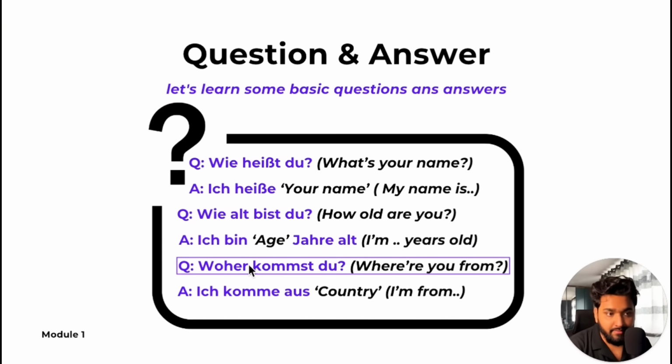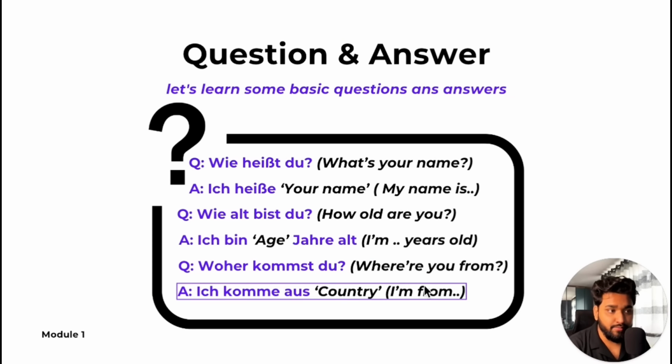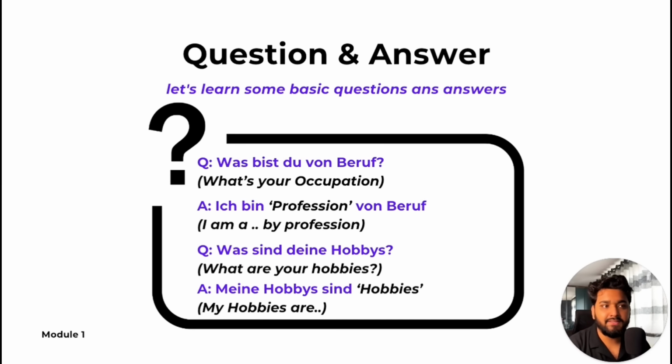So the next one, woher kommst du? It's a typical one. Woher kommst du? Where are you from? You will answer like, ich komme aus, your country. I'm from dash. You will just put your country name there and then we will just say, ich komme aus, your country name. Okay? So the next question is, was bist du von Beruf? Was bist du von Beruf? We also covered this section, yeah? Ich bin dash von Beruf.